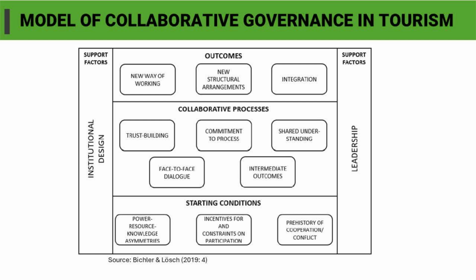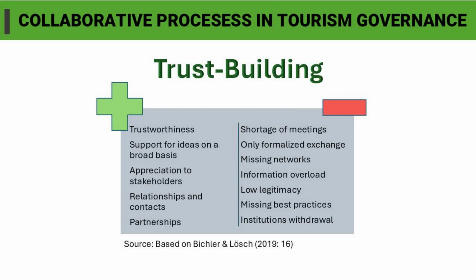For each of the 5 collaborative processes presented in the previous figure, a set of drivers and barriers has been identified, as indicated below. First, the trust-building process includes elements such as credibility and support for diverse ideas, although it faces barriers like a lack of meetings and information overload.